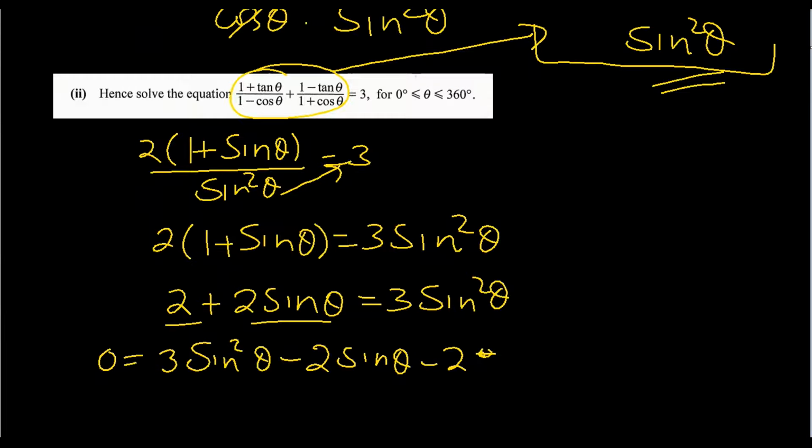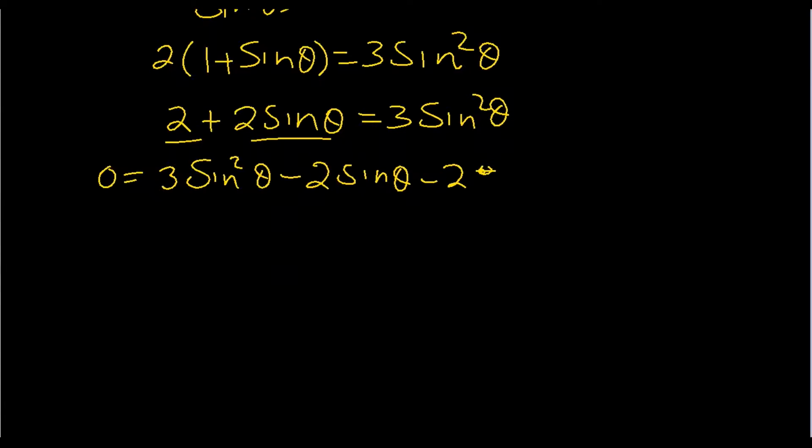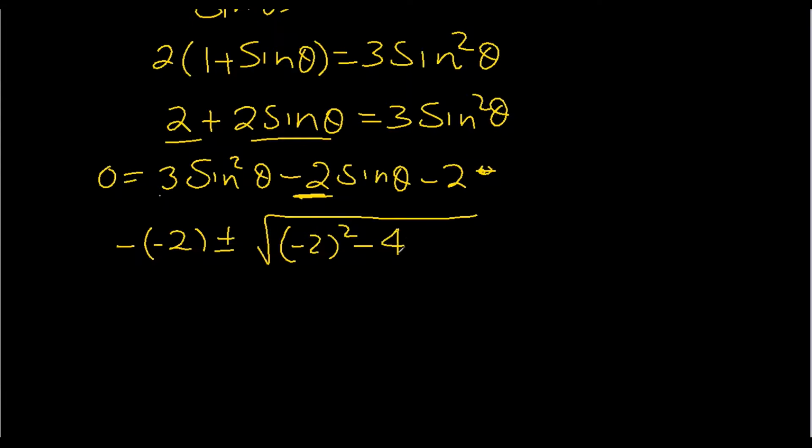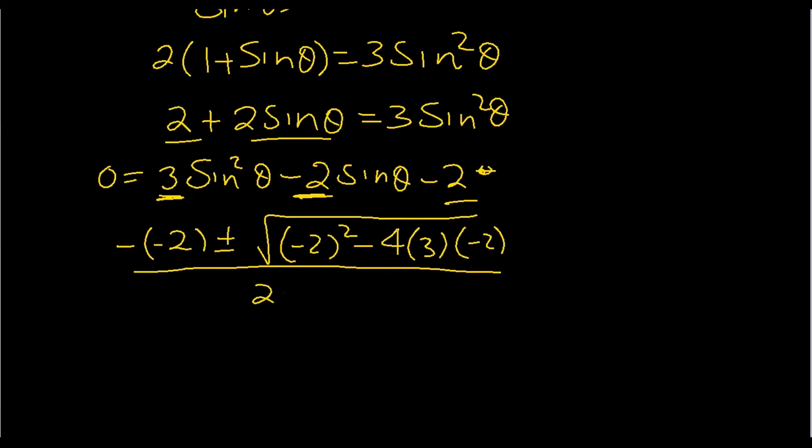It's already there. And now we have to evaluate theta, and factoring is not going to help. So it's better that we use the quadratic formula. So in the quadratic formula, I will write minus b. B is minus 2 for us. This is b. Plus minus square root b square minus 4 times a. A is 3. C is minus 2 over 2a.